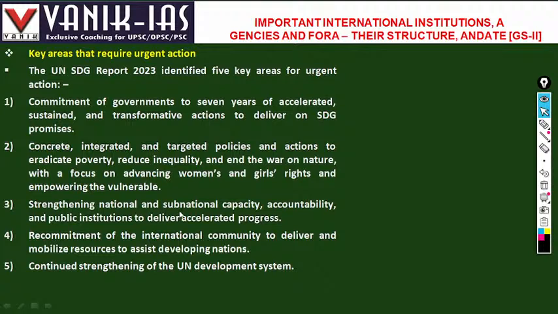Strengthening national and subnational capacity, accountability and public institutions to deliver accelerated progress. A recommendation for the international community to deliver and mobilize resources to assist developing nations. Continued strengthening of the UN development system. So these are the focus areas. But these 5 areas need to be given a concrete focus as identified by the recent review meeting.